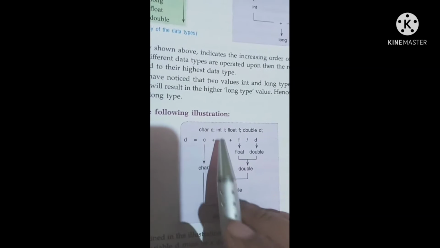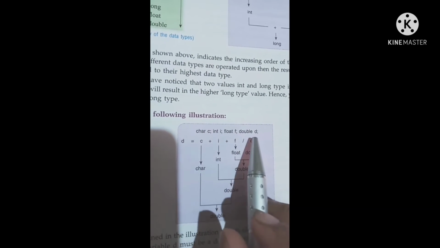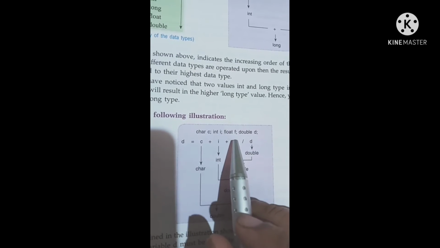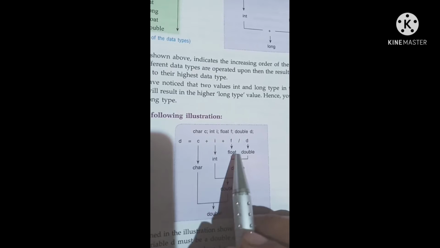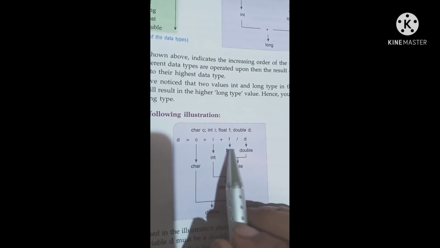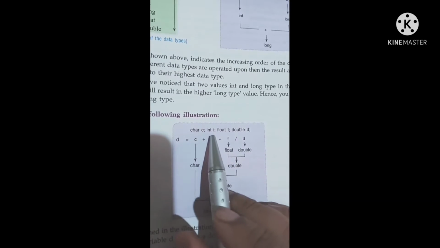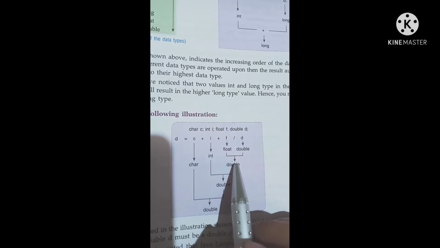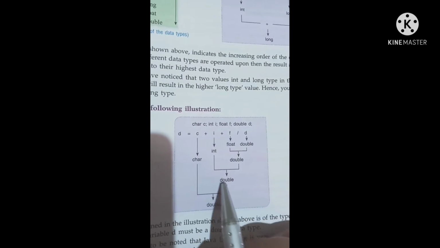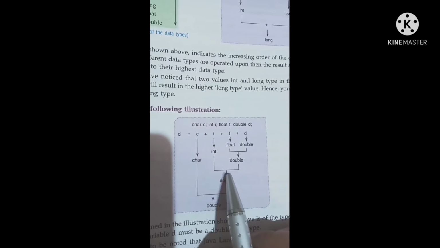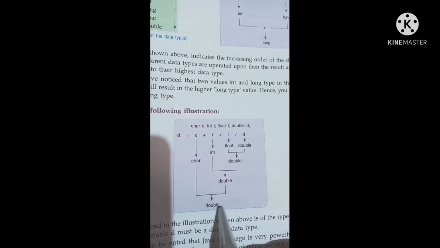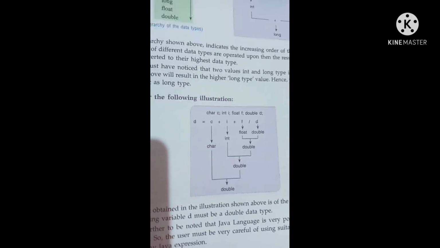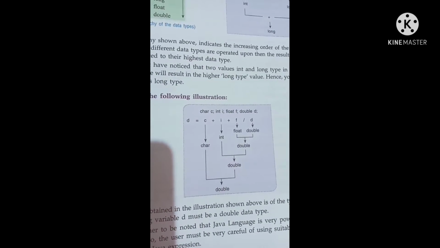C is character, i is integer, f is float, d is double. When float f and double d are divided, the result will come in double. Then again the integer will be calculated with this double and the value will come in the highest data type, double. And again char will be calculated with double, then the value will come in double. But in all cases it is not possible.